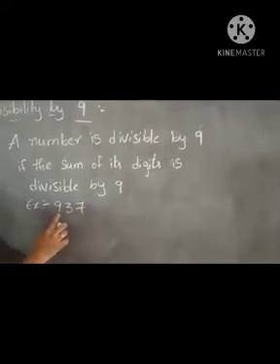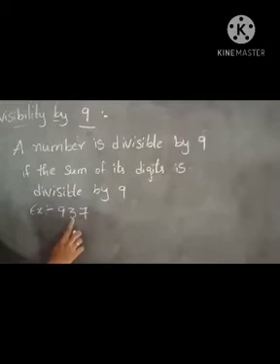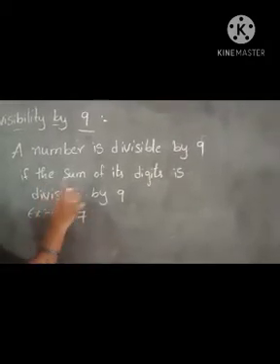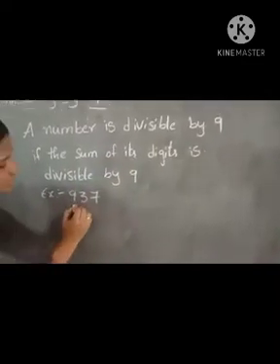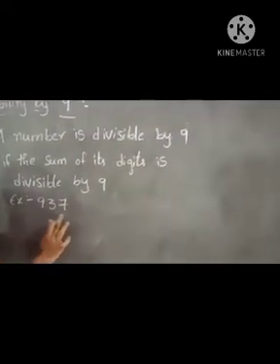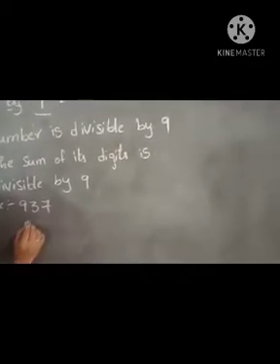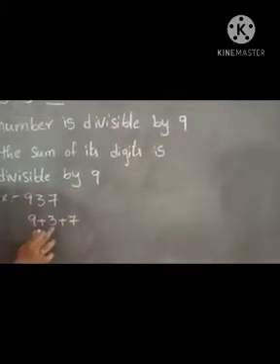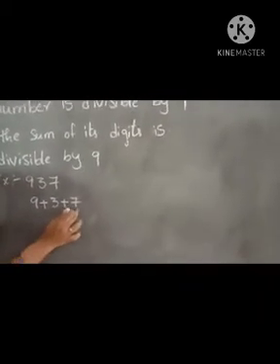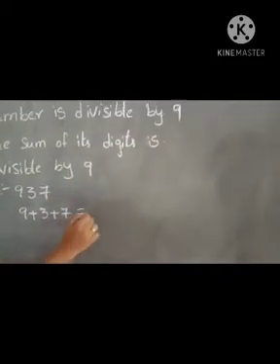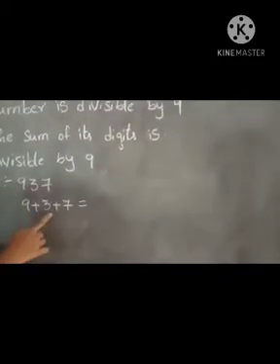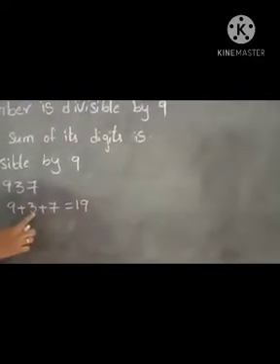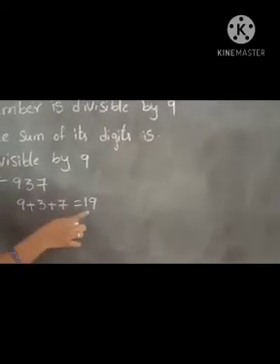See here, what is the number? 937. See this number. What do we have to do here? What is the solution? The sum of its digits. Sum of its digits means we have to add these three numbers. 9 plus 3 plus 7. Is the sum of the three digits divisible by 9? What is the sum here? 9 plus 3 plus 7 is equal to how much? The number is 19. See, 7 plus 3 is equal to 10. 10 plus 9 is equal to 19.